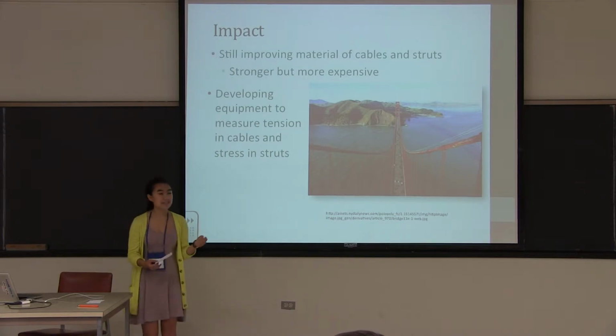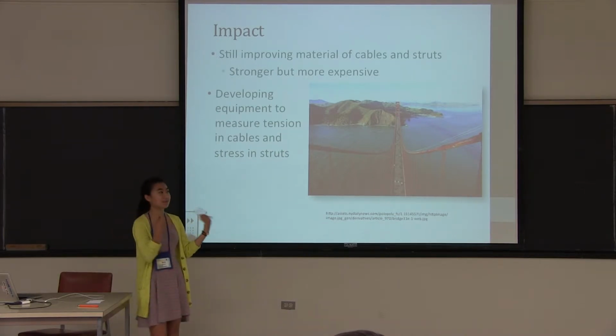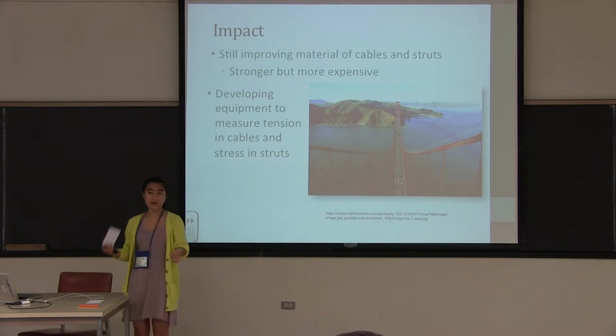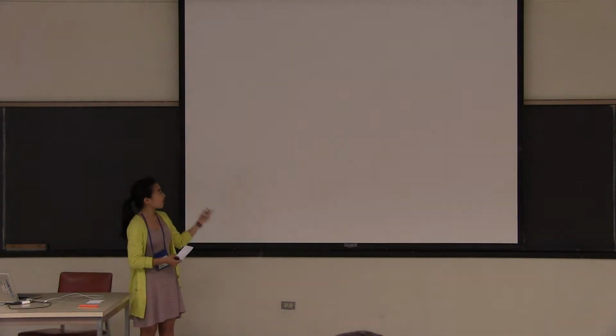And so the impact of these is that people are still looking at different materials to use that can make stronger bridges and stronger cables and struts. But usually those materials are more expensive because they use more rare metals and different mixes. And so they are also developing ways to improve bridges. Cool.